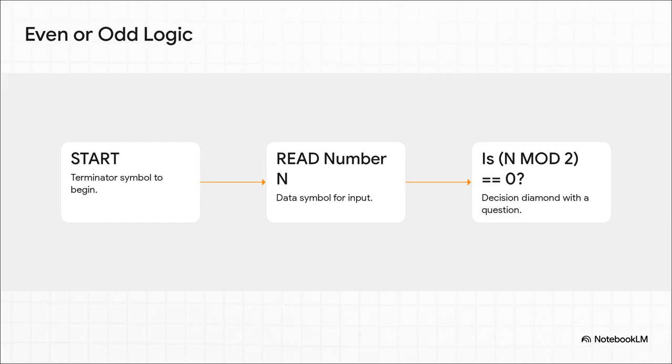So it starts off pretty normal. We have our start symbol, then we use a parallelogram to read the number. But then we hit the most important part, the decision diamond. And it asks a really simple question. When I divide this number by 2, is the remainder 0? And depending on that yes or no answer, our logic is about to split into 2 totally different directions.